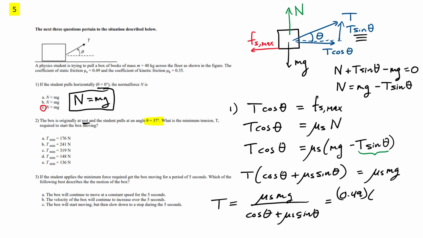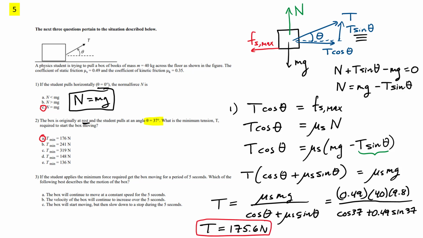0.49. What else? The mass was 40 kilograms. Little g, we're going to take 9.8. And now we have all these angular terms here. So we have cosine of 37. We have the coefficient of static friction, which was 0.49. And then I have sine of the angle of 37 degrees. All right, assuming I didn't make a mistake, I get a tension which is approximately 175.6 newtons. And that there looks a lot like choice A to me. Phew. All right, let me box that up.